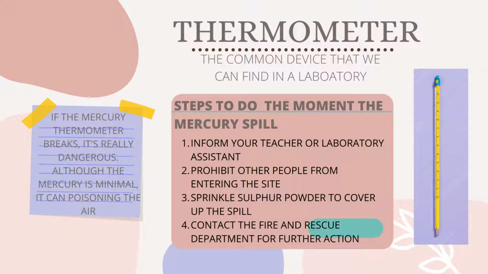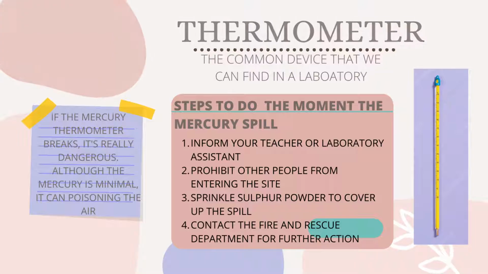Thermometer, the common device that we can find in a laboratory. If the mercury thermometer breaks, it's really dangerous. Although the mercury is minimal, it can poison the air. Steps to do the moment the mercury spills. First, inform your teacher or laboratory assistant. Second, prohibit other people from entering the site. Third, sprinkle sulfur powder to cover up the spill. And fourth, contact the fire and rescue department for further action.